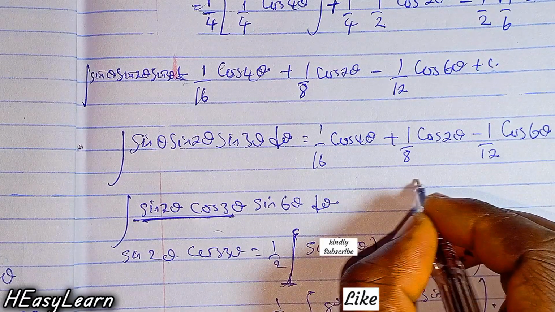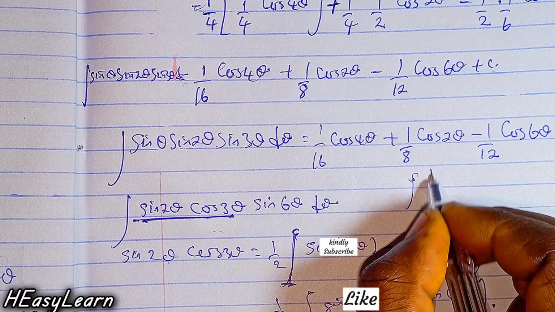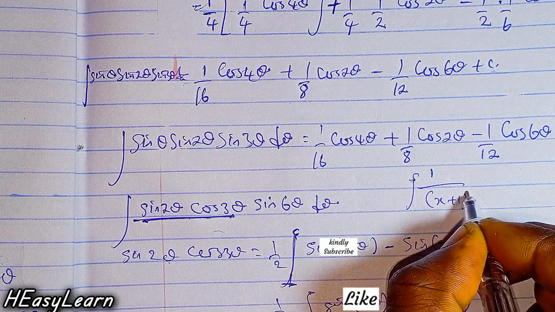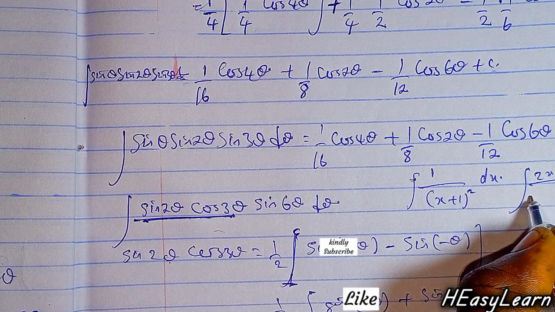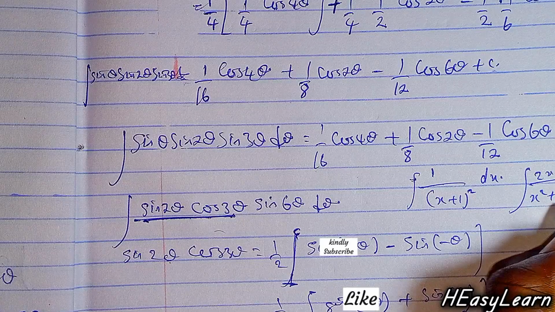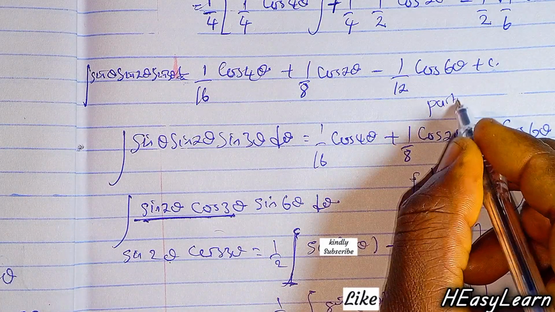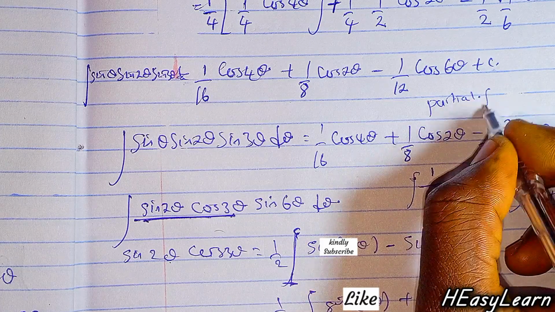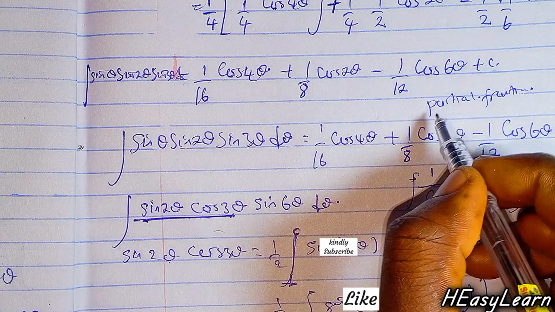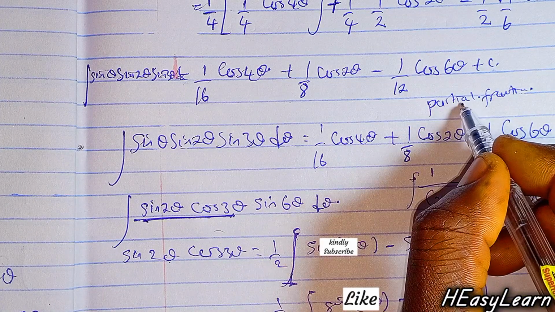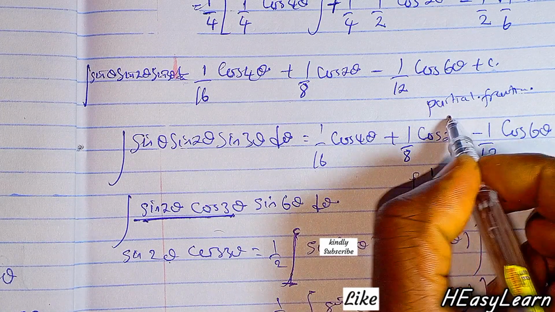In the next video, we are going to look at how to integrate an integration of the form 1 over (x plus 1) squared dx, the integral of 2x divided by x squared plus 2x plus 1 dx, called the partial fraction integration, and also how to use step by step to find the integral of many functions.